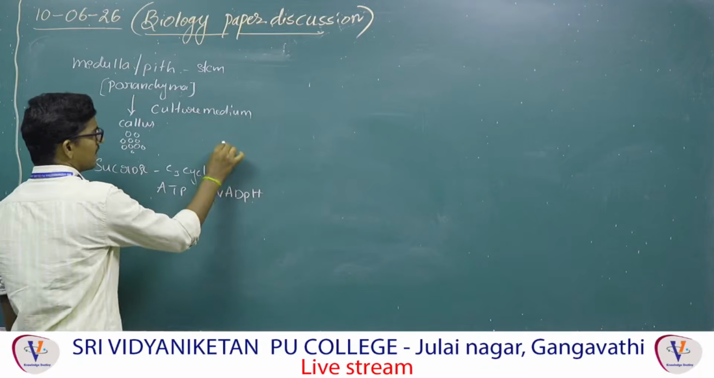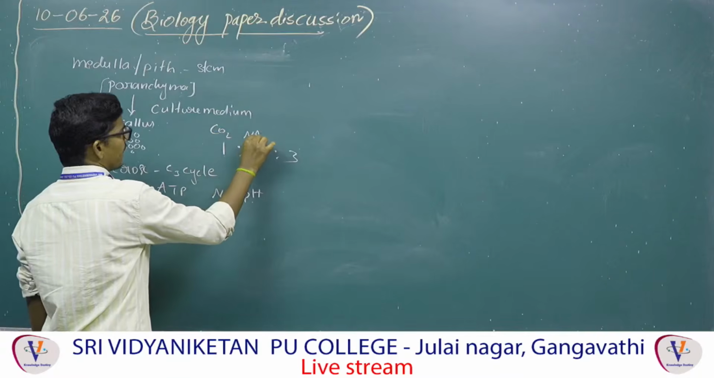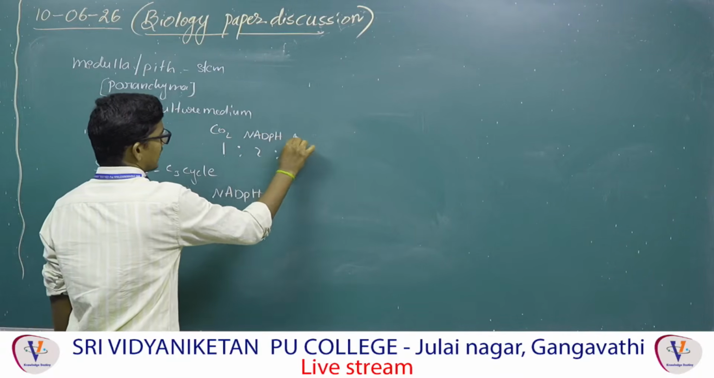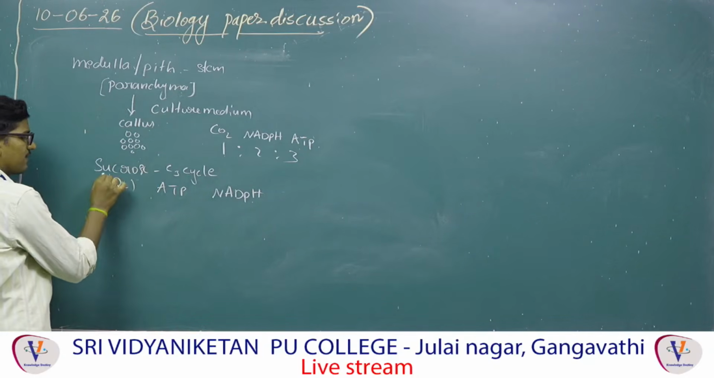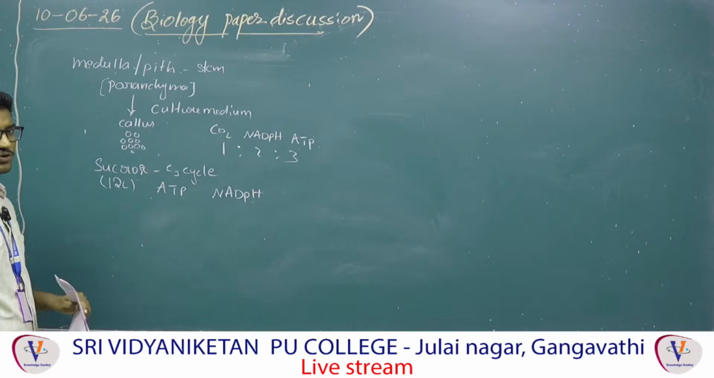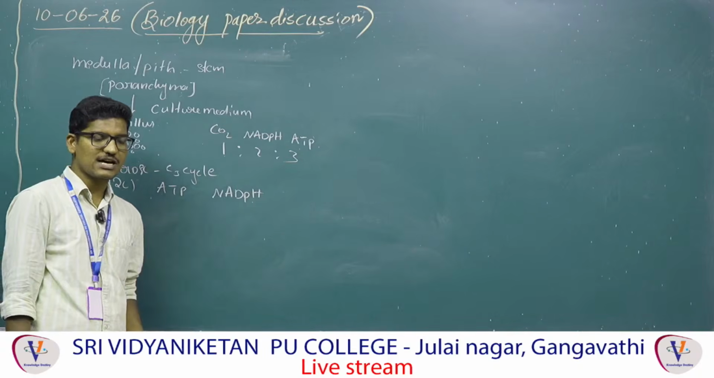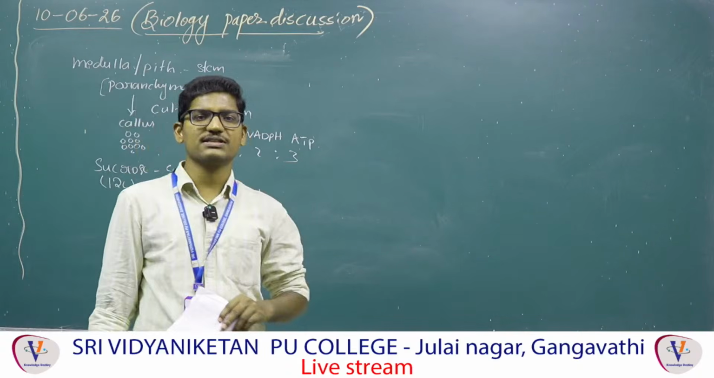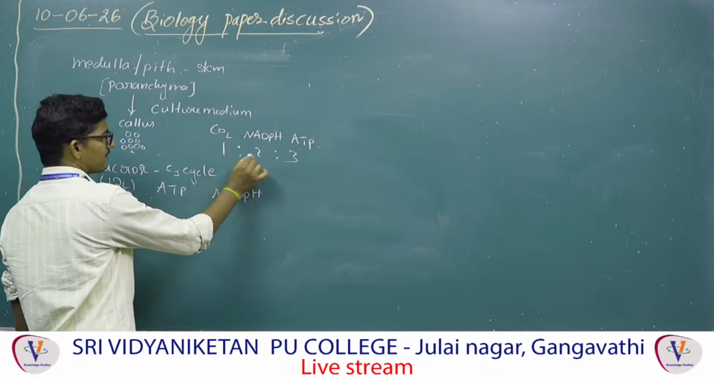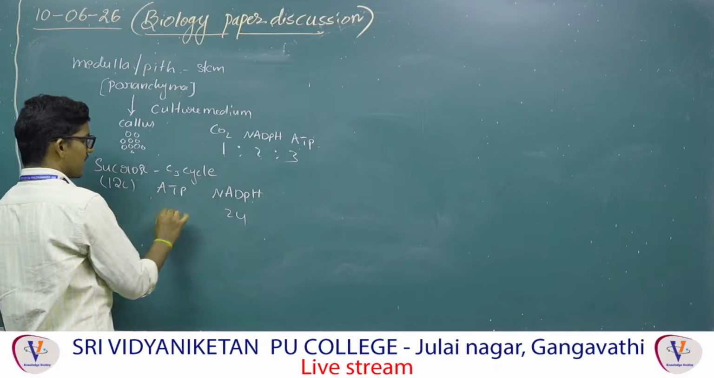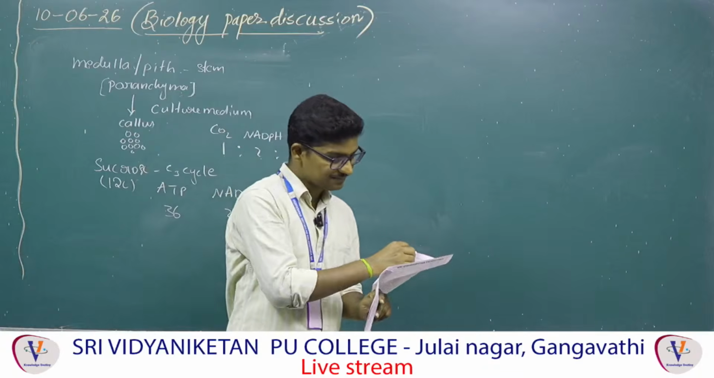The formula for this is 1, 2, 3 formula. For 1 CO2, 2 NADPH are required and 3 ATP are required. And we know sucrose is a 12 carbon sugar. I have explained this. Sucrose is a combination of glucose and fructose. Glucose 6 carbons, fructose 6 carbons, totally 12 carbons are there in this. So 12 carbons means 24 NADPH and 12 threes are 36 ATP. It is going to be the third option.